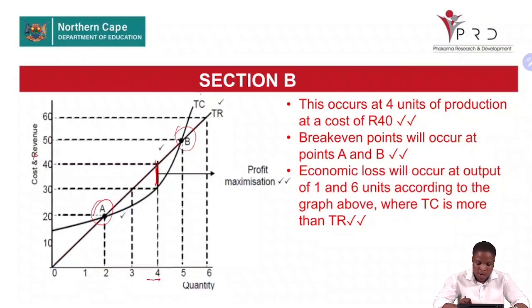Economic loss will be where? Between these spaces and these spaces, between 1 and 6 units. Here it will be your economic loss. So here at 1 unit there will be economic loss, and also here at 6 units there will be economic loss, where TC is more than TR.